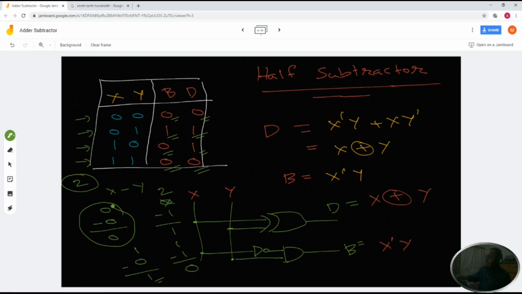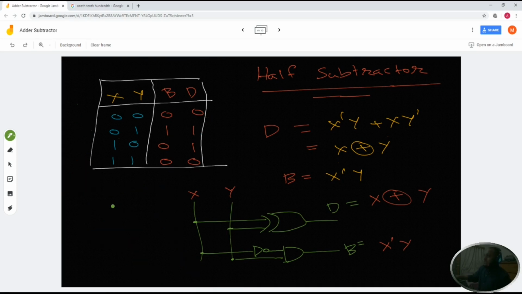Now we can easily write the boolean expressions. I have written here in canonical SOP form. We need to write the canonical SOP form, that's why we will find the ones in the output. For difference we have the outputs in this position and in this position. So for this position we will write x prime y, and for this position we will write x y prime, and we know this is the expression for x XOR y, so I have written it.